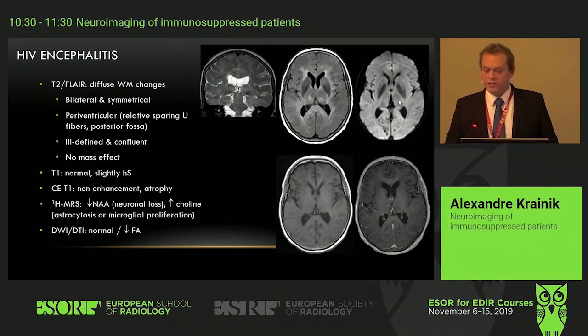They do not enhance. You don't see anything on the diffusion imaging, and on T1 you don't see a real dark lesion, as we can see in JC virus infection. Then remember, these bilateral symmetric periventricular lesions are quite suggestive of HIV encephalitis.